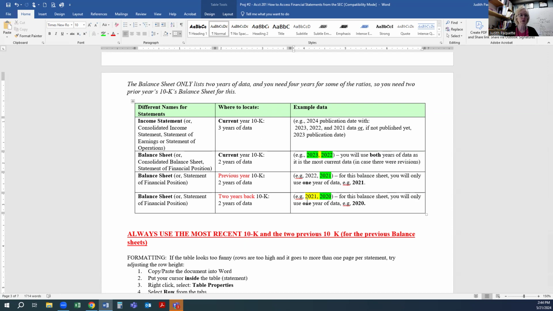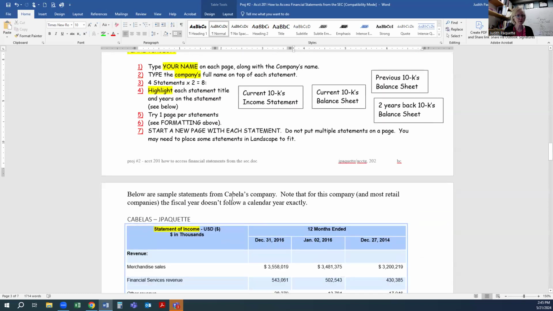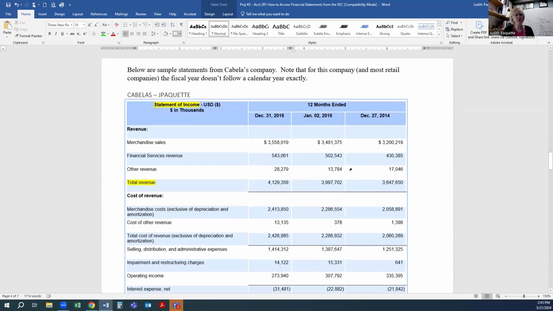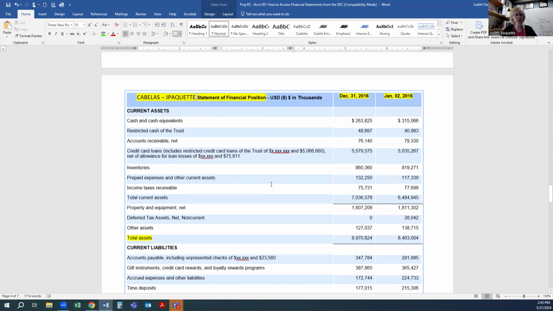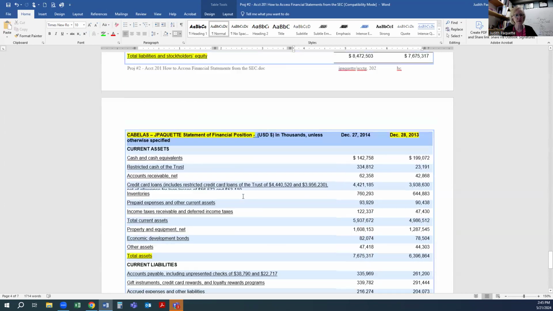Okay. So Ariana, you're going to end up with 4 documents, 1 income statement and 3 balance sheets. You do not need to try and compile the data or reorganize the data. Just upload 4 pages with that information in it. So current 10K's income statement, current 10K's balance sheet, previous 10K's balance sheet, and 2 years back 10K's balance sheet. And then here's the example for Cabela's.